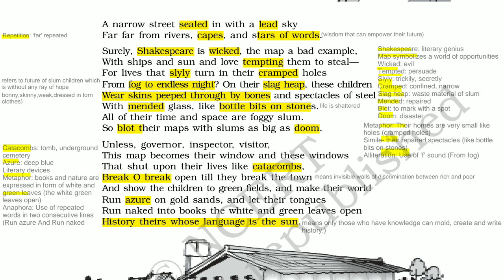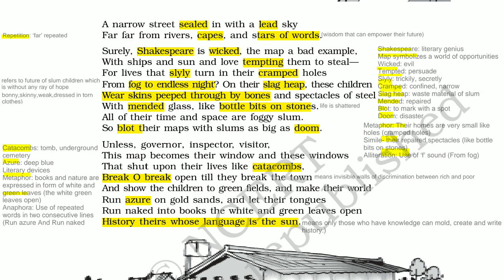Then the last line says, history theirs whose language is the sun. So here he wants to say that only those who can glow like the sun with the light of knowledge can create history. Means the educated people, the people who have knowledge, they can mold, they can create, and they can write history. You know, the uneducated people or the uneducated children, what are they going to do in life? Means how can they change the history? How can they create the history?